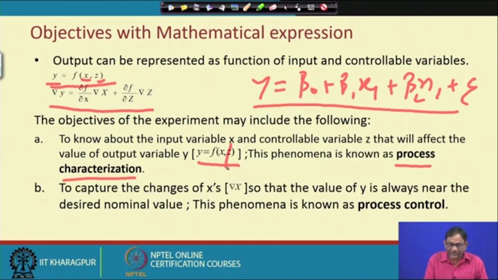Second one is the delta x. Where to set delta x? So that the y will always be at the desired level.